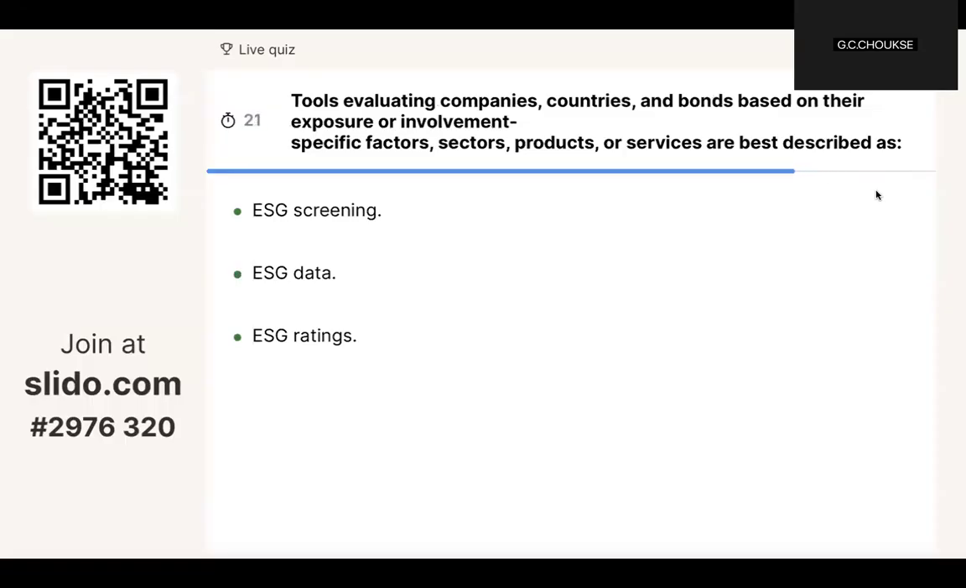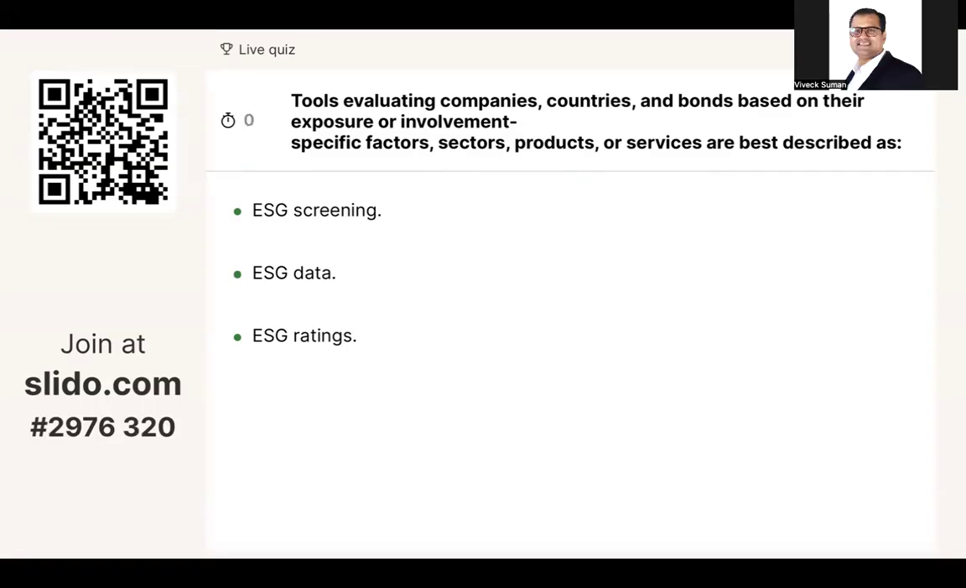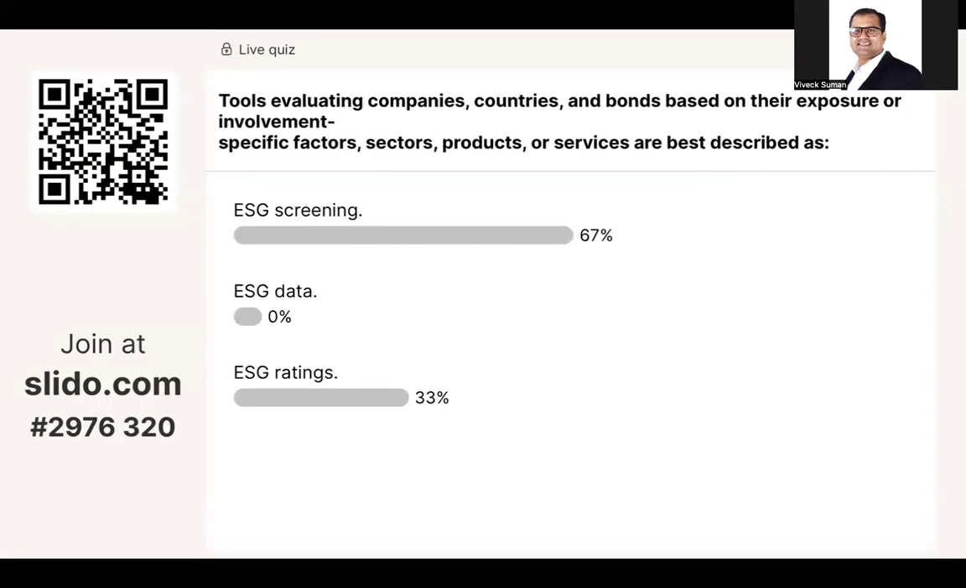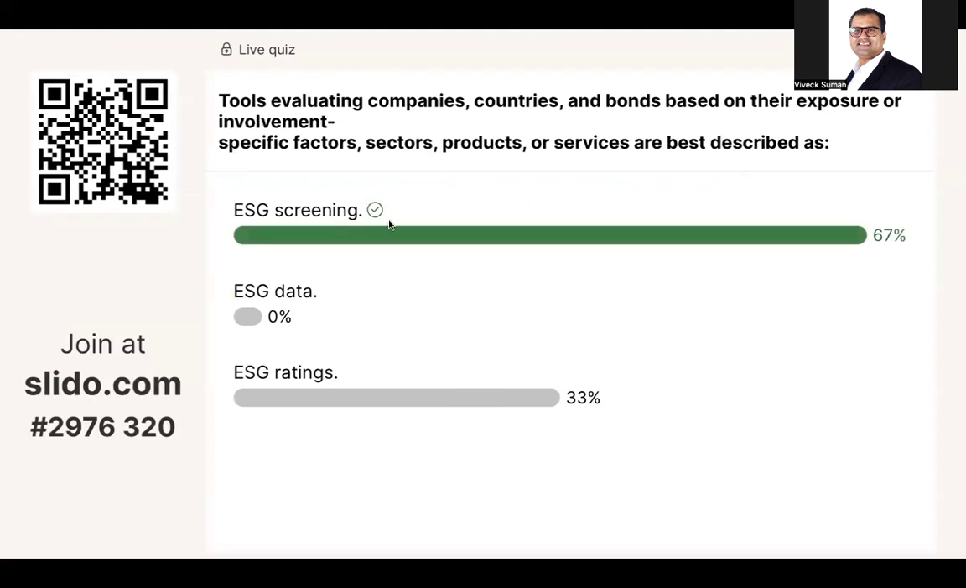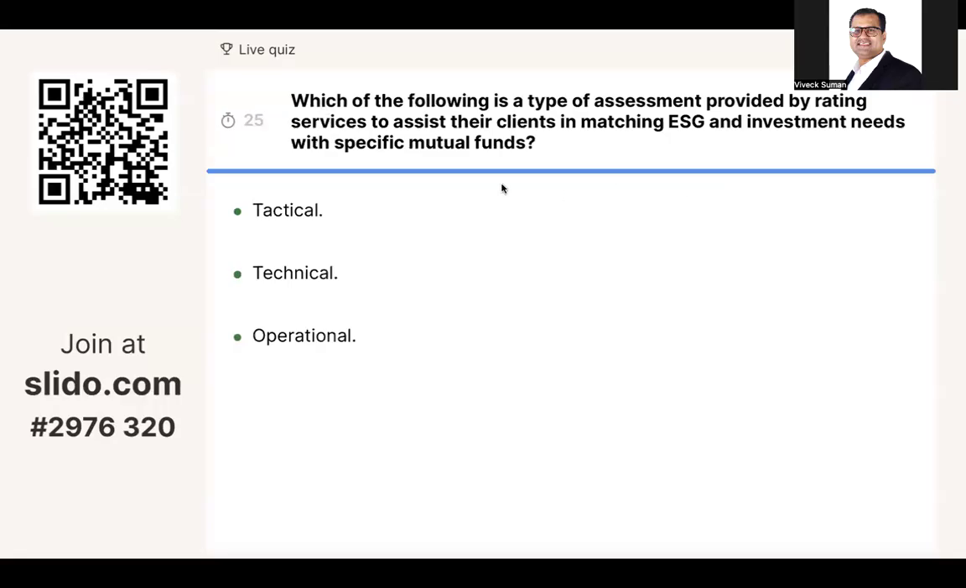Tools evaluating companies, countries, and bonds based on their exposure or involvement in specific factors, sectors, products, or services are best described as ESG screening, data, or ratings. It is basically ESG screening. Which tool evaluates company, country? Yeah. ESG screening, absolutely correct. Most of the time, ESG screening.